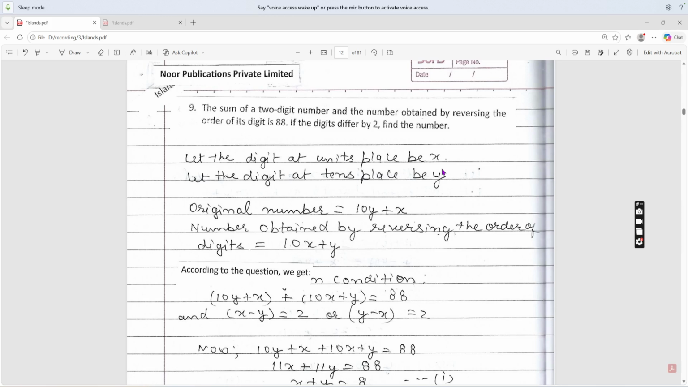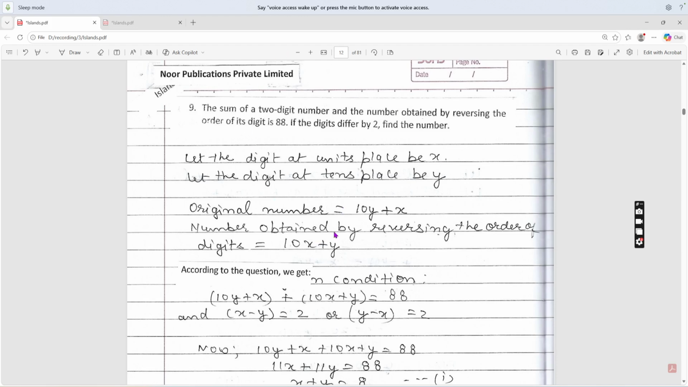Let the digit at tens place be y. So what would be the number? Very simple: x plus 10y. Why is it x plus 10y? Because the digit at tens place is y, so it would be 10 into y plus x. That is the original number.